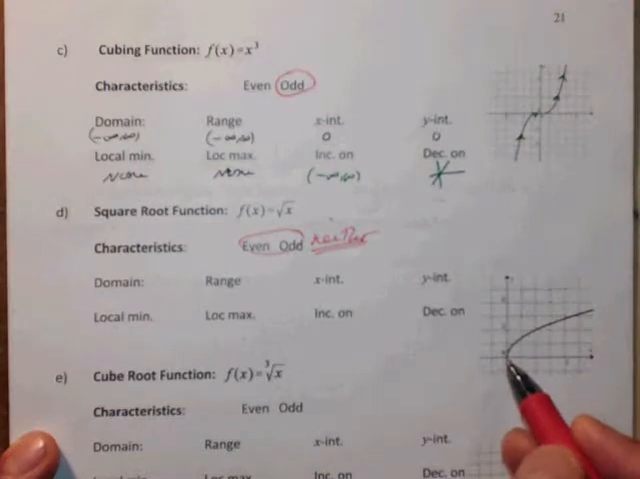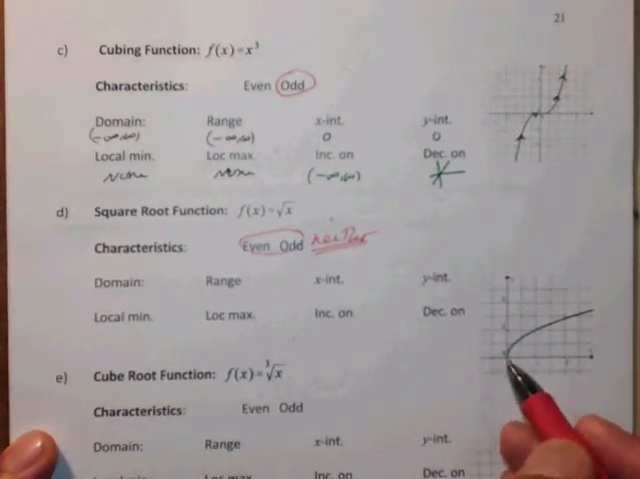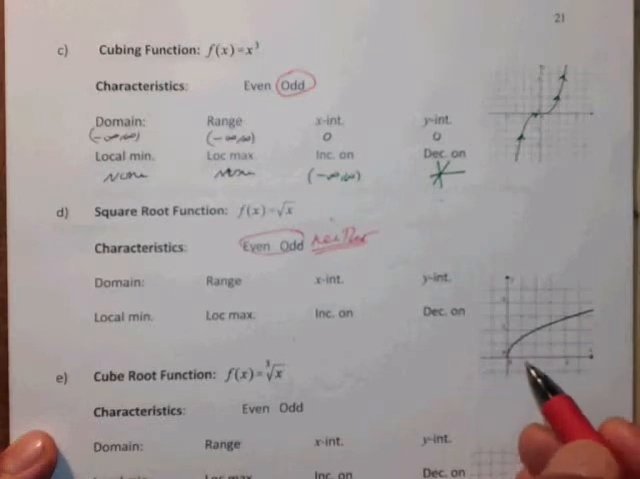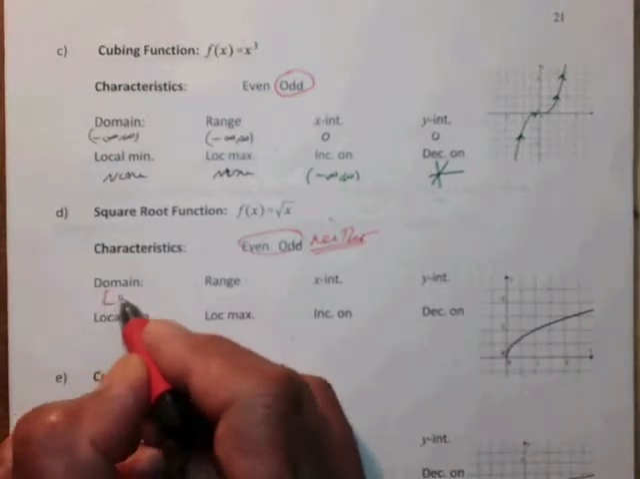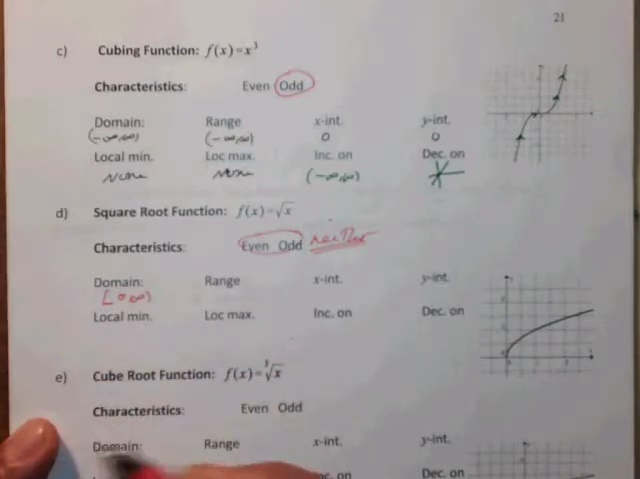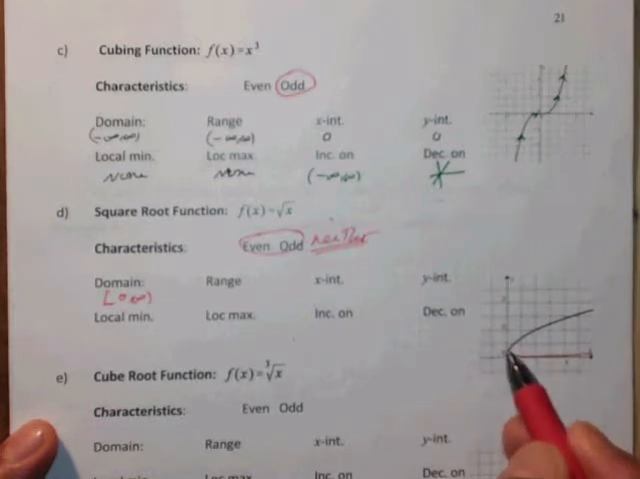Domain, as you see, there is no negative x value employed here. So the only x values used are 0 or bigger than 0. So domain is 0 to infinity. And for y value, you see, go from minimum goes up. So this is the domain, and this is the range.